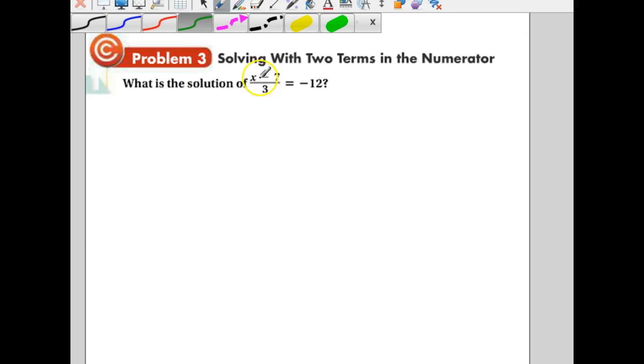Alright, next question. This has got a variable in the top. This is all one thing. It's not separated by plus or minus. I know there's a minus, but it's just on the top. It's not a separate number. So this is all part of that fraction.